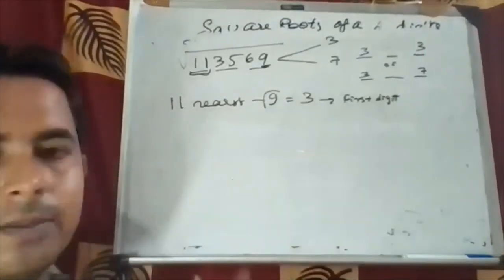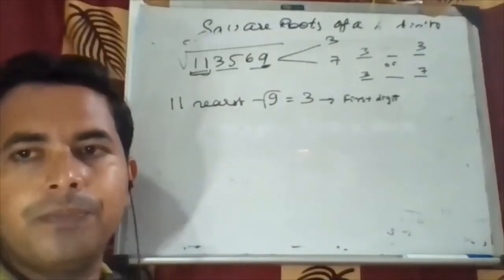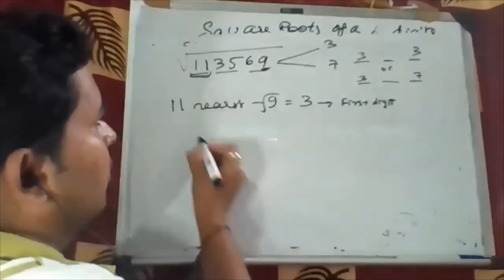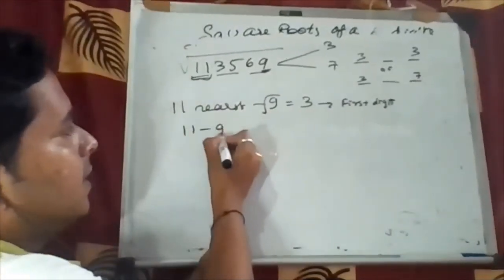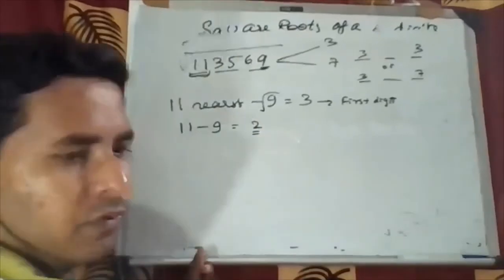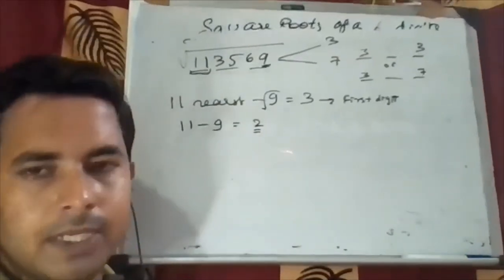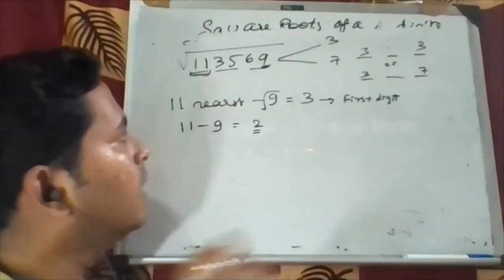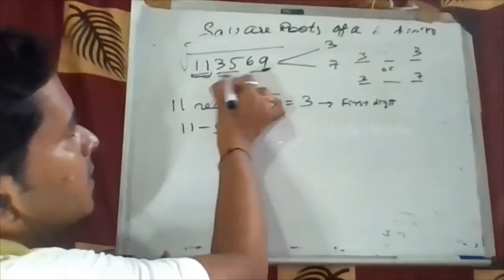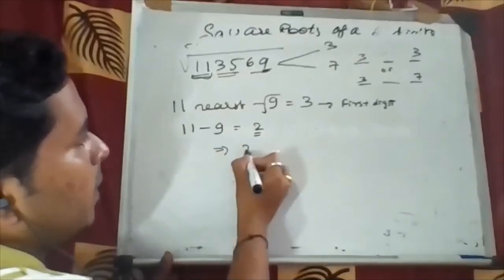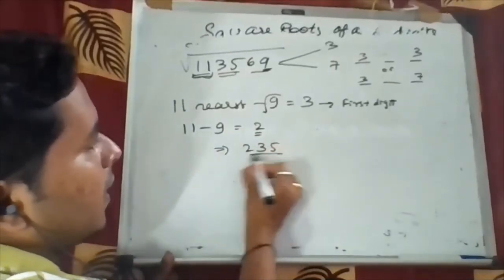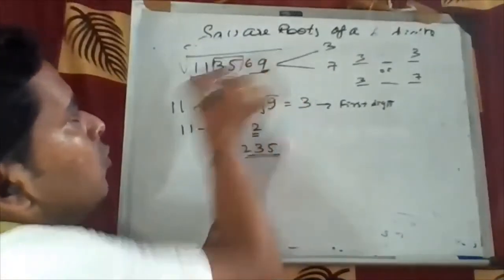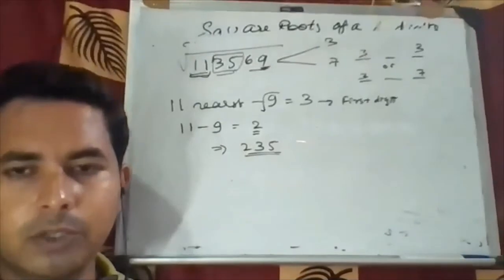Now I have to find the middle digit. So what do I do now? I'll take the difference. What is 11 minus 9? 2 is the difference. Now this 2 I'll make a pair with the second number, so that will become 235. 235 कैसे आ गया? इधर एक 35 है. I'll combine that 2 with 35. So I got 235.